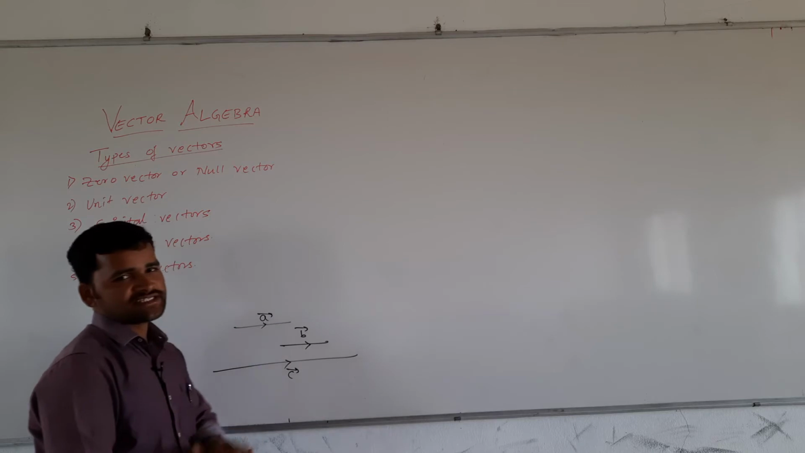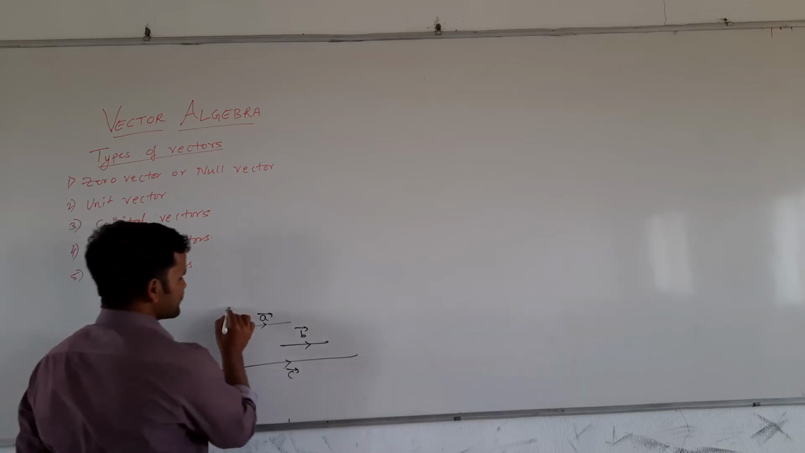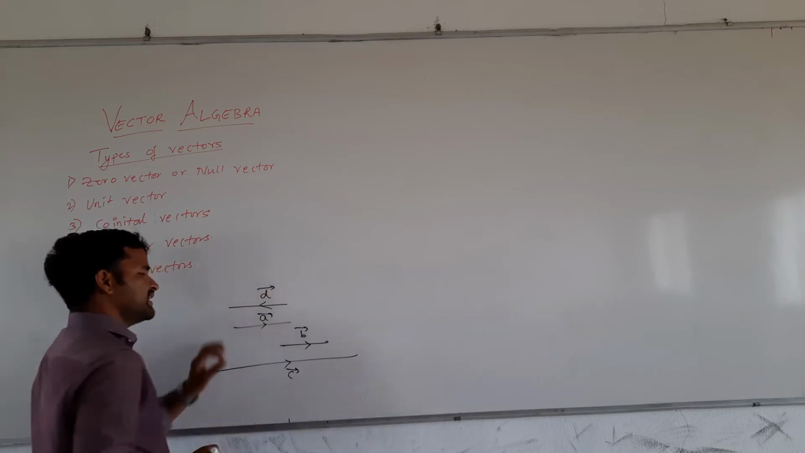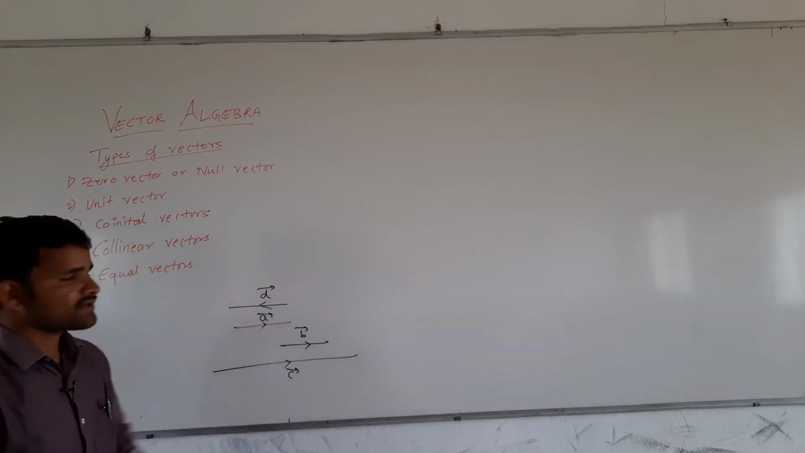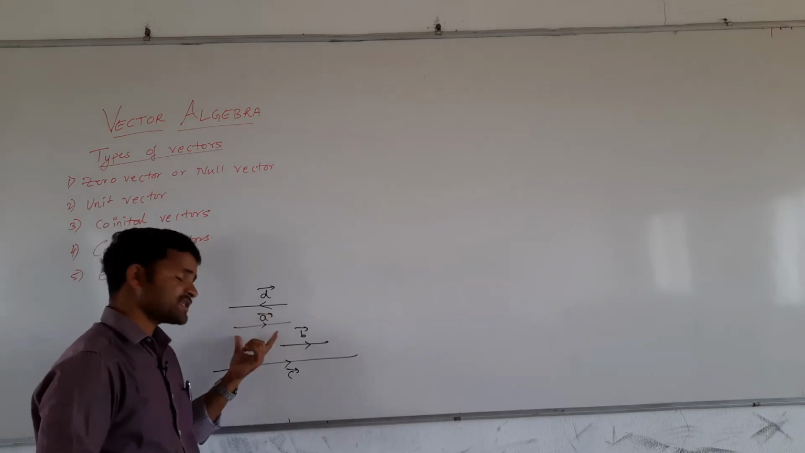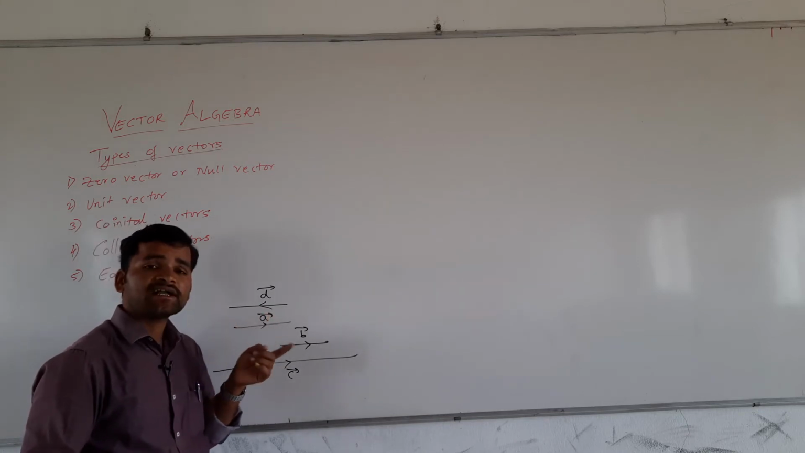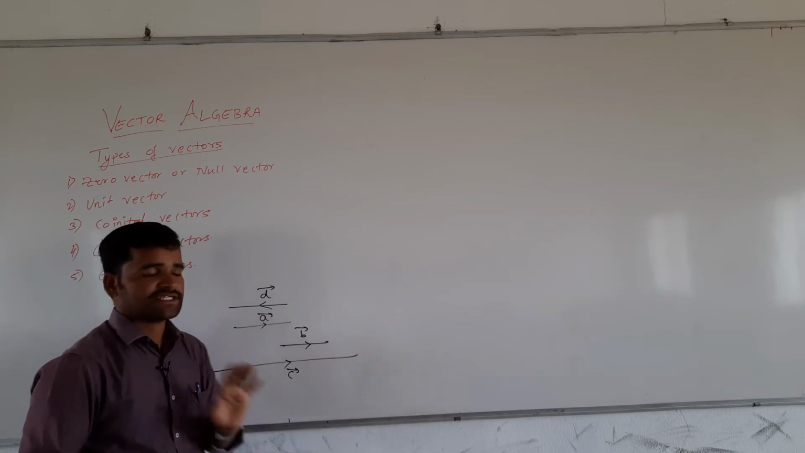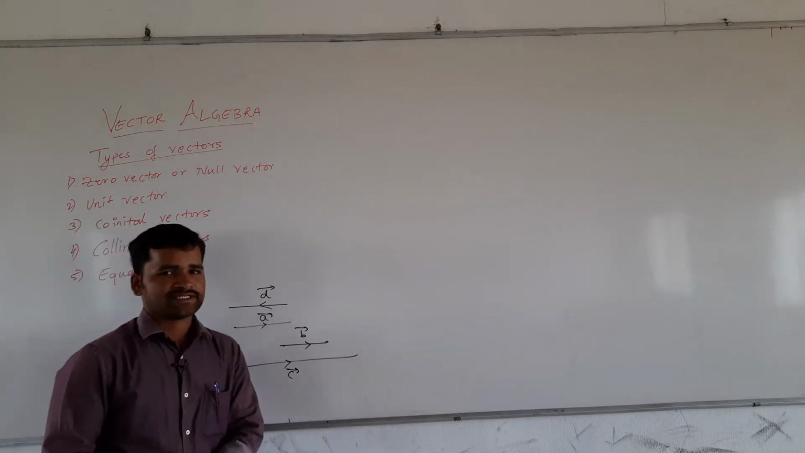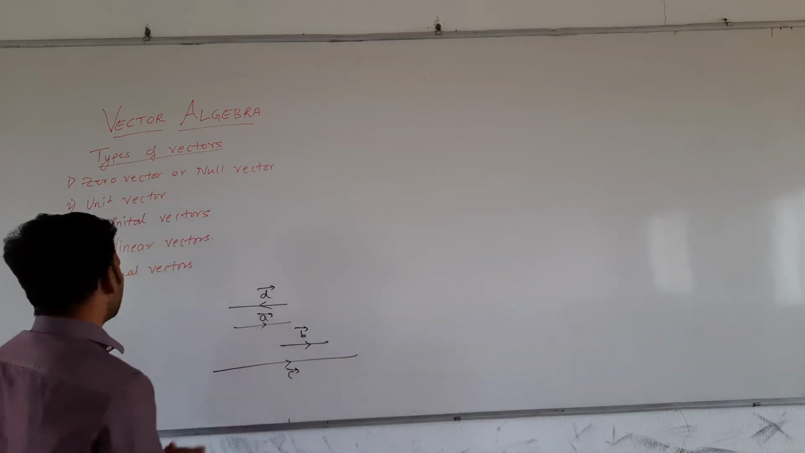But if you take A and B vectors, A and B are equal vectors because their magnitude is same and their direction is same. If I write another vector here having the same magnitude but different direction, are A and D equal vectors? No, they are not equal vectors. Their magnitude is same, but the thing is that they are opposite in direction. Hence, A and D are not equal vectors. What is the definition we will write for equal vectors?